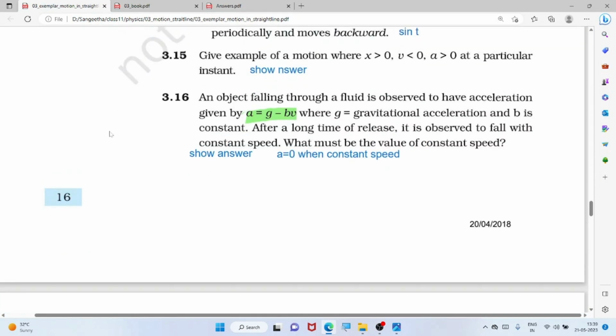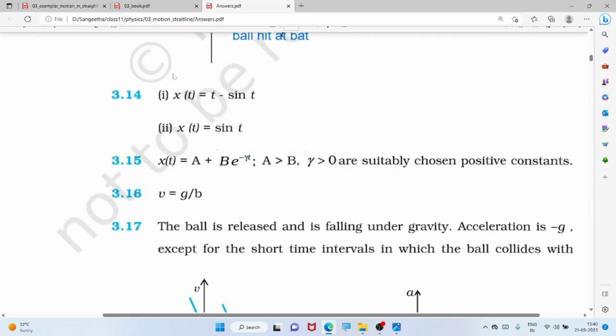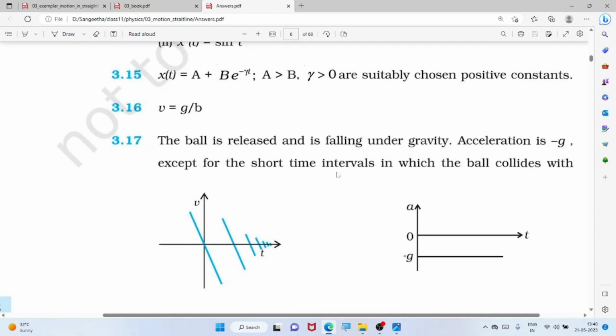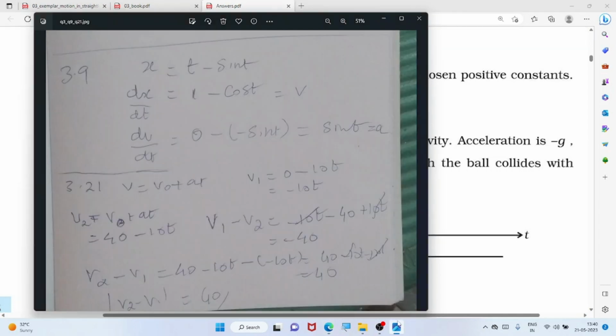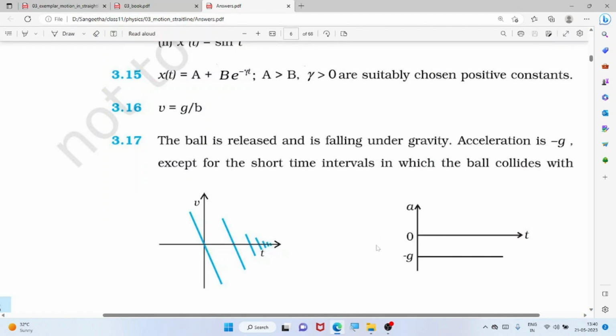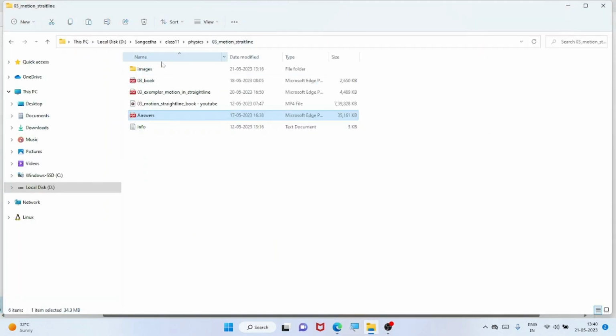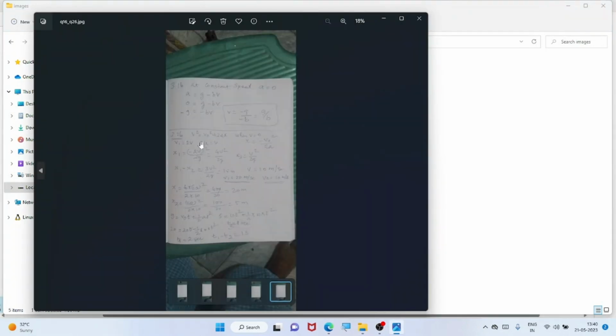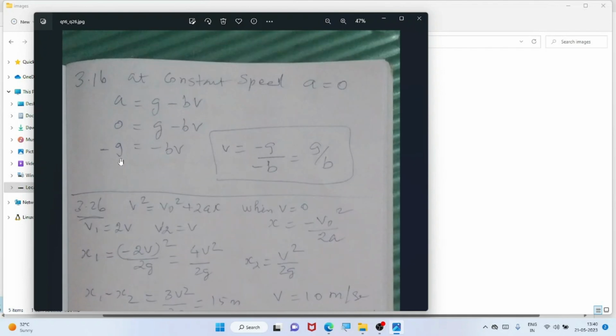An object falling through a fluid is observed to have acceleration given by this equation. G is the gravitational acceleration, B is the constant. After a long time of release, it is observed to fall with a constant speed. What must be the value of the constant speed? When there is a constant speed, the acceleration is 0. Okay, 3.16. So acceleration is 0 and this is the answer. Okay, v equal to this.